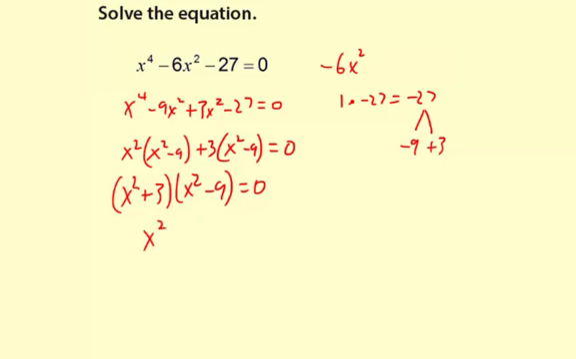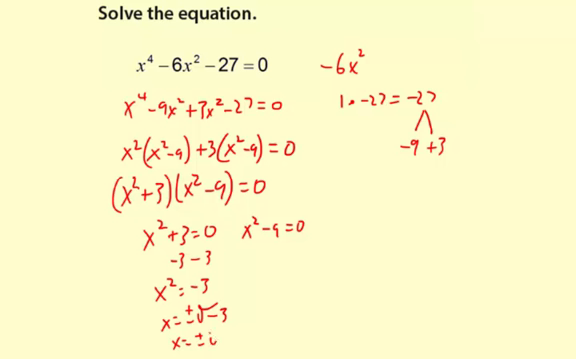So we have x squared plus 3 equals 0, and x squared minus 9 equals 0. Looks like both of these can be solved by square roots. So subtract 3, x squared equals negative 3. So x equals plus or minus the square root of negative 3, or x equals plus or minus i square root of 3. So that's two imaginary solutions there.